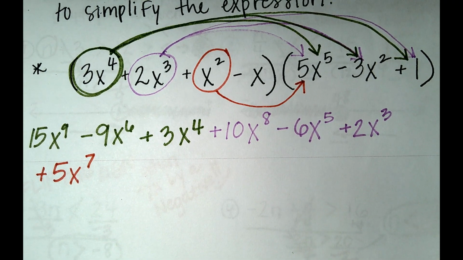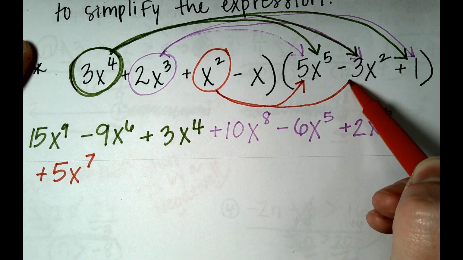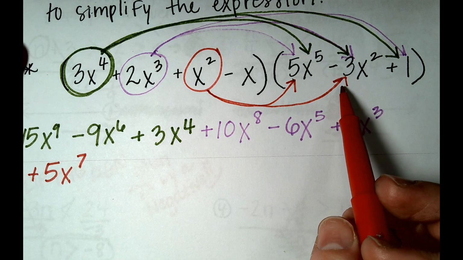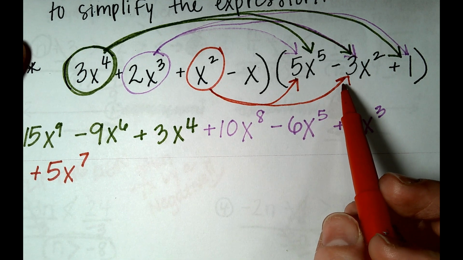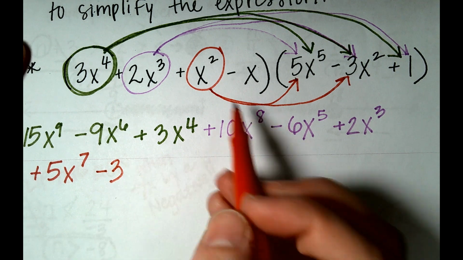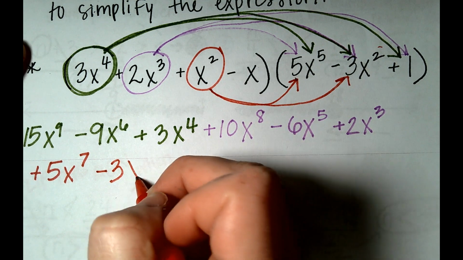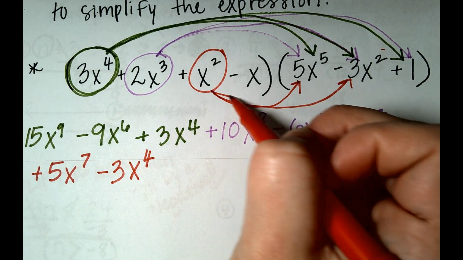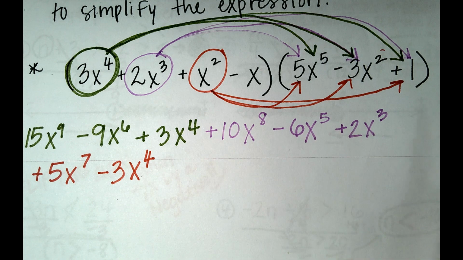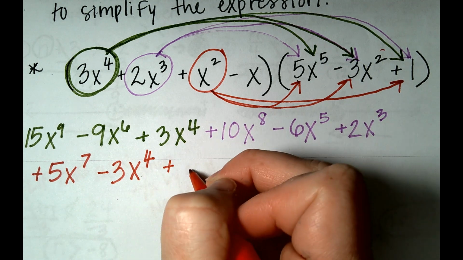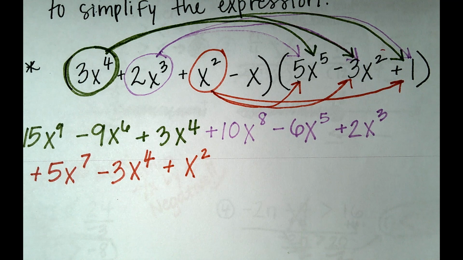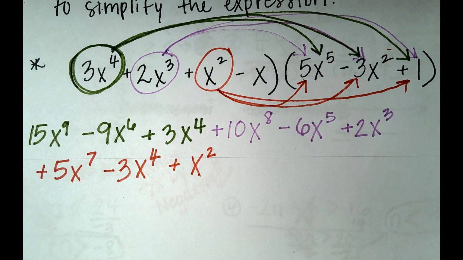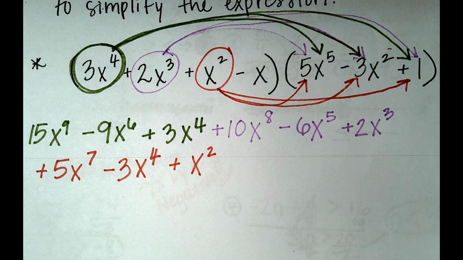Okay, now I'm going to take x squared times negative 3x squared. What's my number going to be? Negative 3. Good. X squared times x squared, x to the 4th power. And last but not least here, we have x squared times 1, which is x squared. Nice. Okay. One more term to distribute. This is a long one.